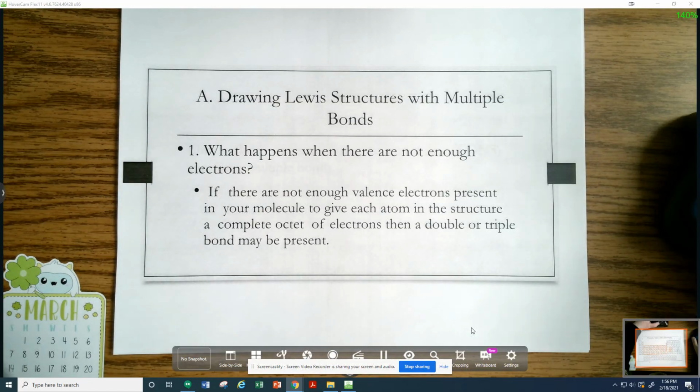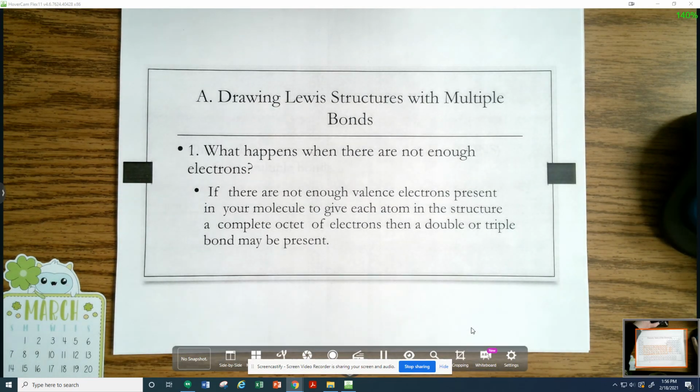Welcome to topic 7.3. We're continuing to look at Lewis structures, but we are going to look at them in instances where we don't have enough electrons. So we're going to be looking at multiple bonds today.